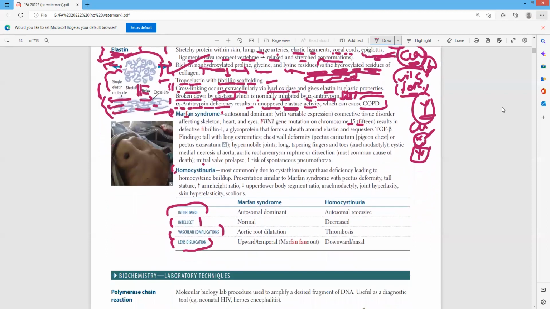We will see that in detail in GIT, and we will see that in detail in respiratory. I can understand respiratory, but why GIT? Because alpha-1 antitrypsin deficiency also affects the liver. We will see the details in GIT and respiratory, so don't fear.